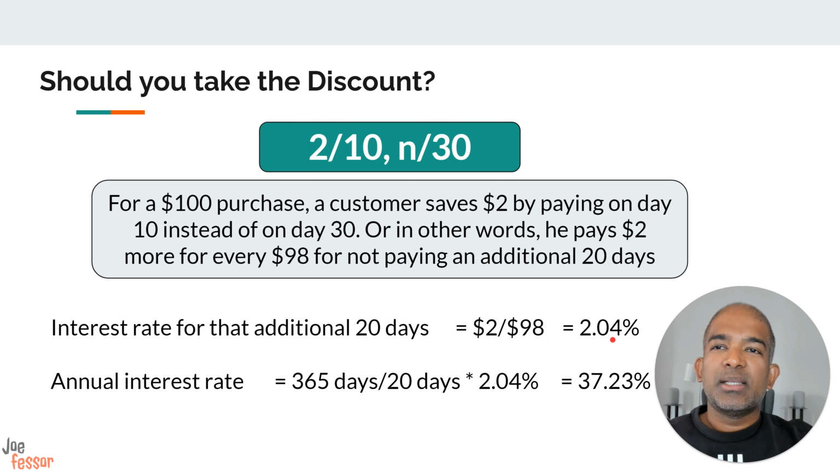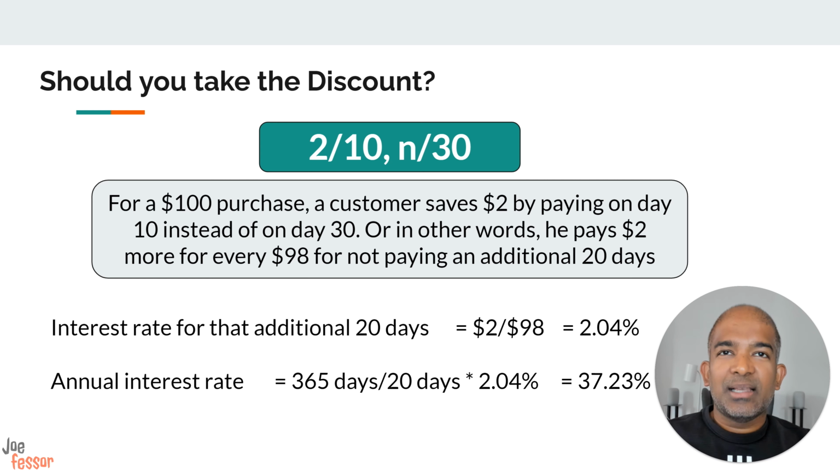So if 2.04% is the interest rate for 20 days, then the annual interest rate is 365 days divided by 20 days multiplied by 2.04%, which is 37.23%. That's a very high annual interest rate. Usually when you borrow money from a bank, you could get it for way cheaper than 37%, right? Let's say you could borrow money for 5% or 10% from a bank, which is way less than 37.23%. So for the customer, it definitely makes sense to take the discount and pay within the first 10 days.